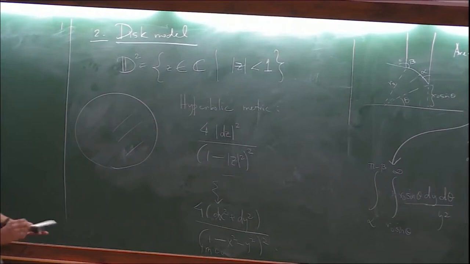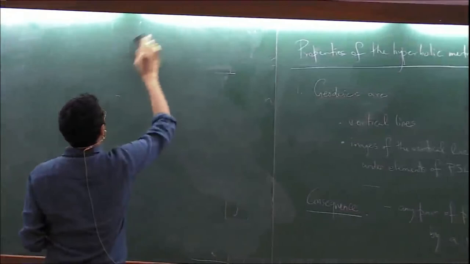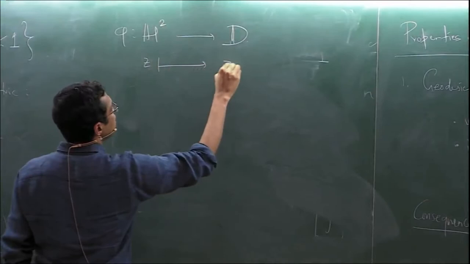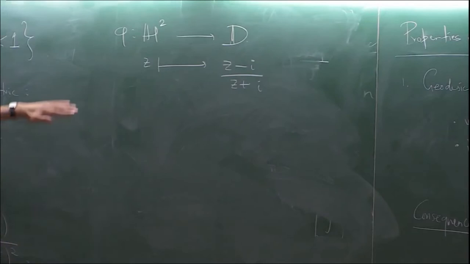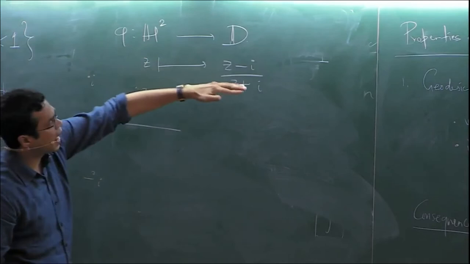Now this is actually the same as the upper half plane. There's a map from the upper half plane to the unit disk, which you can write down. There are several such maps, but for example, from H2 to D, you can take the map that sends Z to (Z minus i) upon (Z plus i). On the upper half plane, i is up there, so any point's distance from i is certainly less than its distance from minus i. So you land in the unit disk.